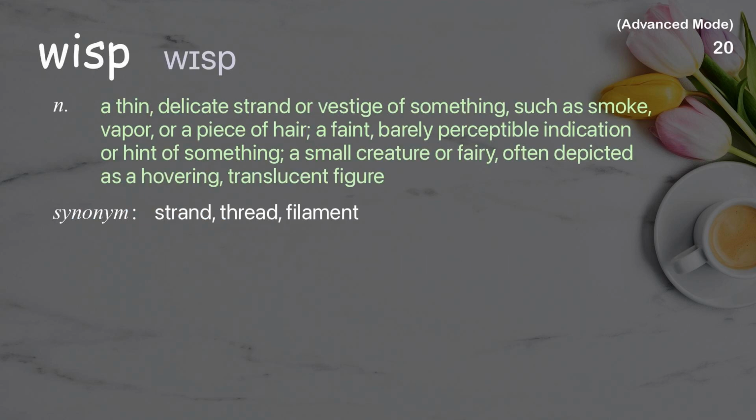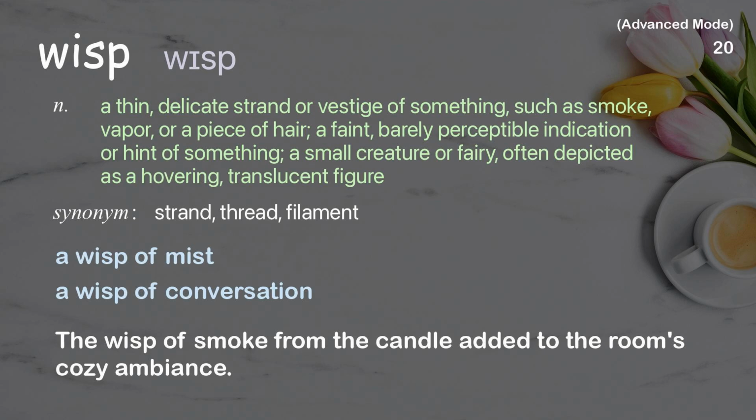Wisp. A thin, delicate strand or vestige of something, such as smoke, vapor, or a piece of hair. A faint, barely perceptible indication or hint of something. A small creature or fairy, often depicted as a hovering, translucent figure. Examples: A wisp of mist. A wisp of conversation. The wisp of smoke from the candle added to the room's cozy ambience.